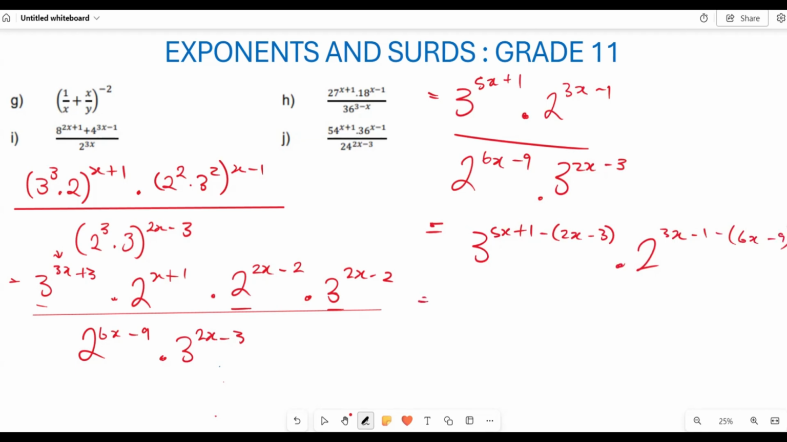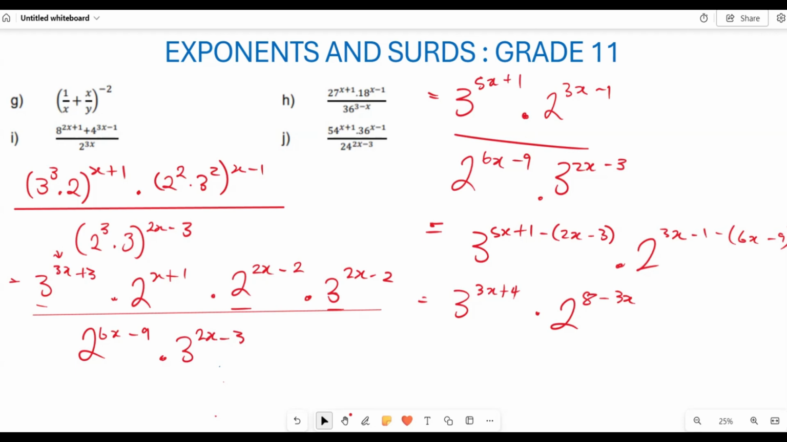And what is the answer that I'm going to end up finding in here? Let's see, this is going to be 3 to the power of what? 3 to the power of 3x plus 4, multiplied by 2 to the power of 8, subtract what? Subtract 3x. Are we together? So basically now that's going to be our answer, right?